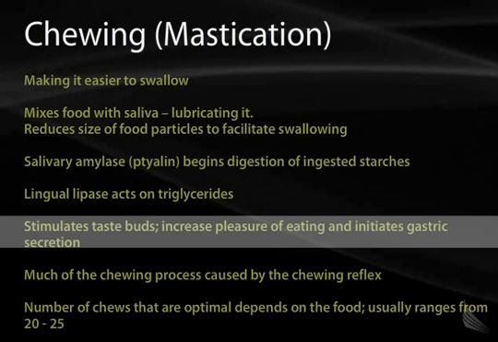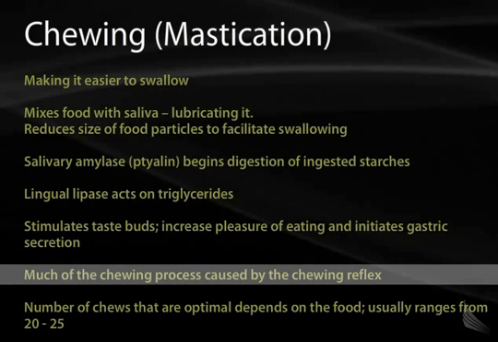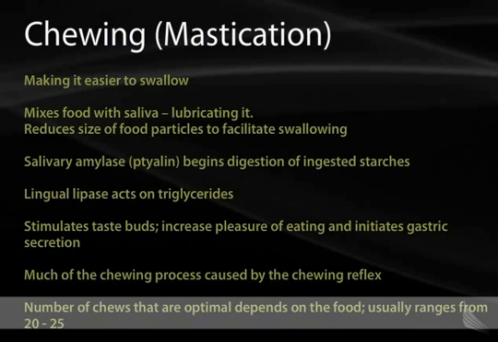This is important because I really want you to think about digestion as a process that's occurring in different parts of the body. We've broken it up into different phases for the purposes of this module, but really the act of smelling, swallowing, and then chewing food stimulates the gastric phase of digestion as well, before food has arrived in the stomach. Much of the chewing process is caused by the chewing reflex, and the number of chews that are optimal depends on the type of food, and usually ranges from 20 to 25.